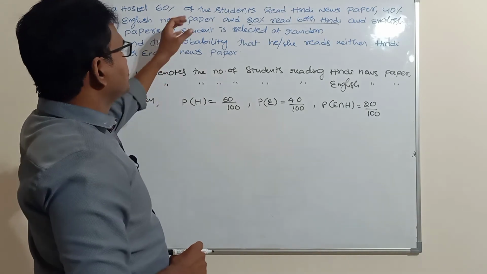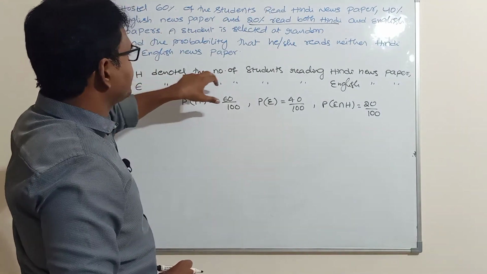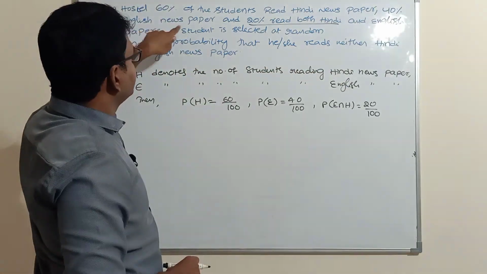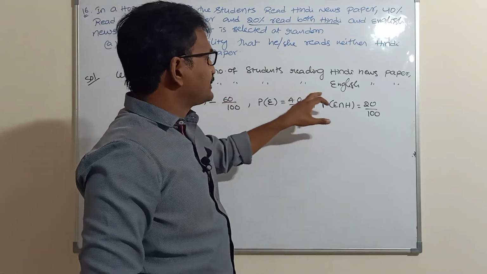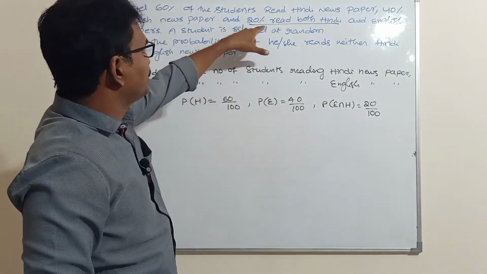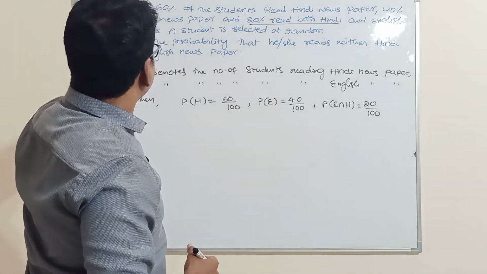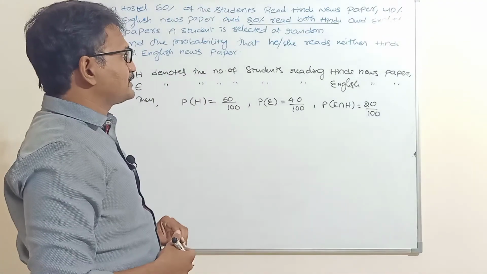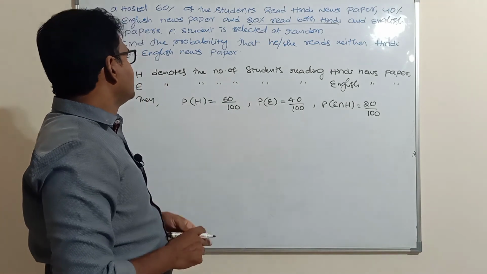In a hostel, 60% of the students read Hindi newspaper. That's why I am taking H to denote the students reading Hindi newspaper. Next, 40% read English newspaper. So E denotes students reading English newspaper, and 20% read both Hindi and English newspapers. A student is selected at random. Find the probability that he or she reads neither Hindi nor English newspaper.